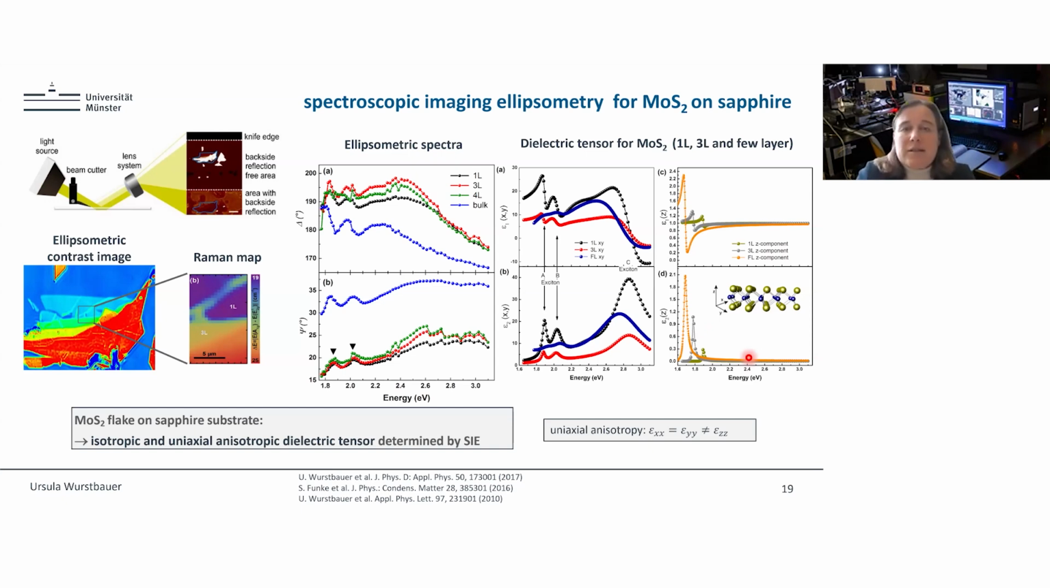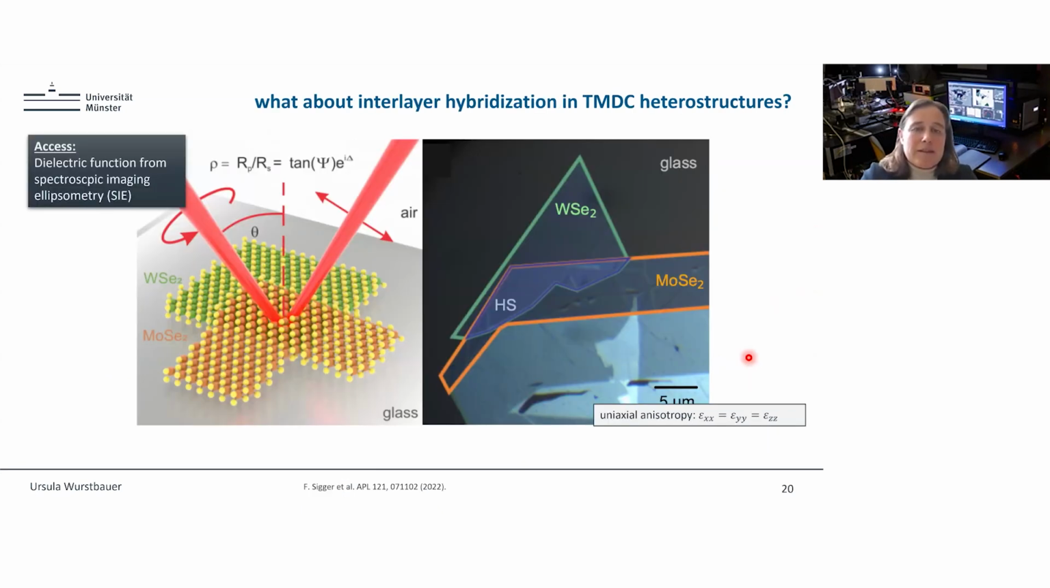Now, having those data for the monolayers, we also wanted to see what's going on if we start to stack those materials, because we have already seen that stacking gives us a nice way to tune the properties and to go to new functionalities. And here the targeted question was, what happens if we combine those two materials? In our case, it was tungsten diselenide and molybdenum diselenide monolayers.